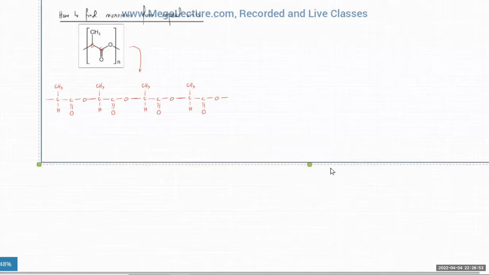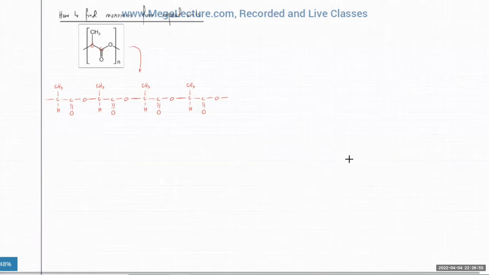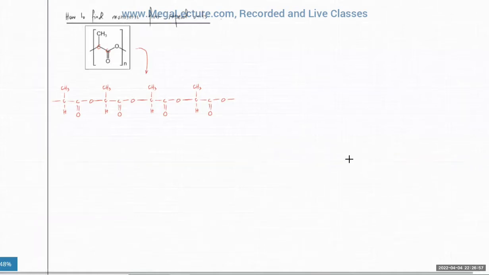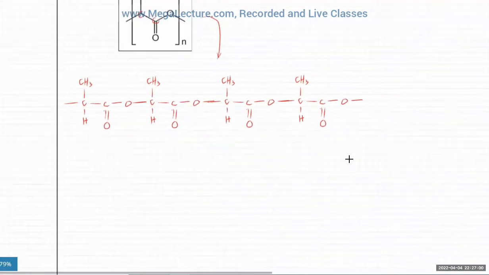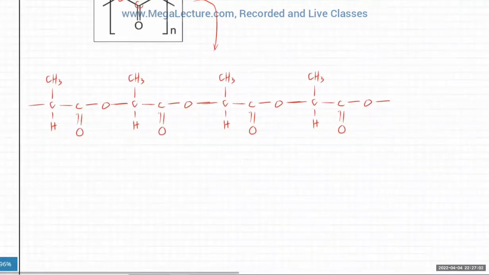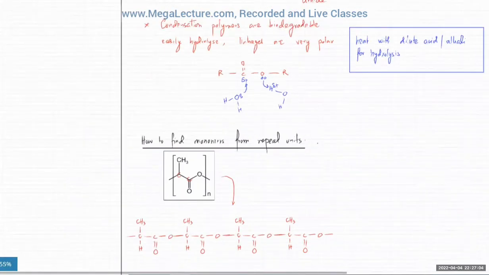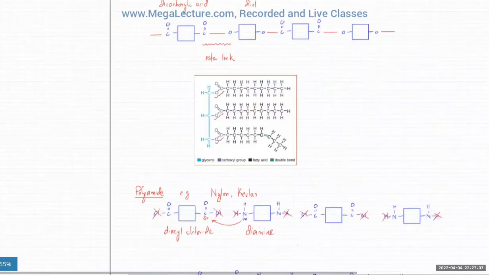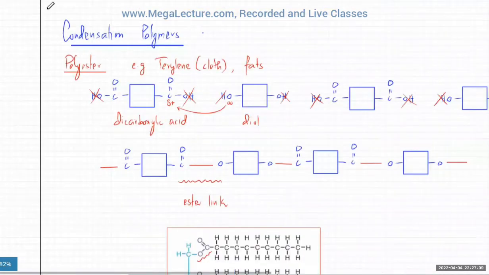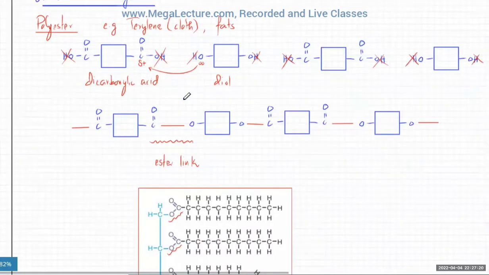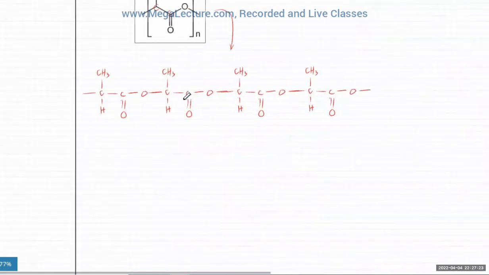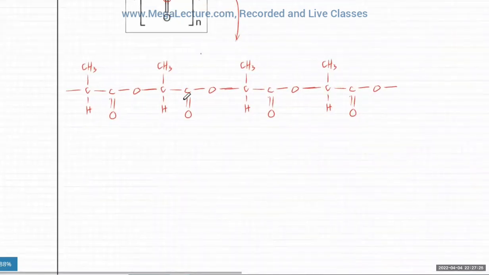This over here is kind of exactly the same thing, except now coming back to this, how do I draw the monomers? What I'm going to do is break the ester links. Because when a polyester was formed, two monomers joined up and formed the ester link. So I'm going to do the reverse. I'm going to break the ester link. This O will turn back into an alcohol. This double bond O will turn back into a carboxylic acid.